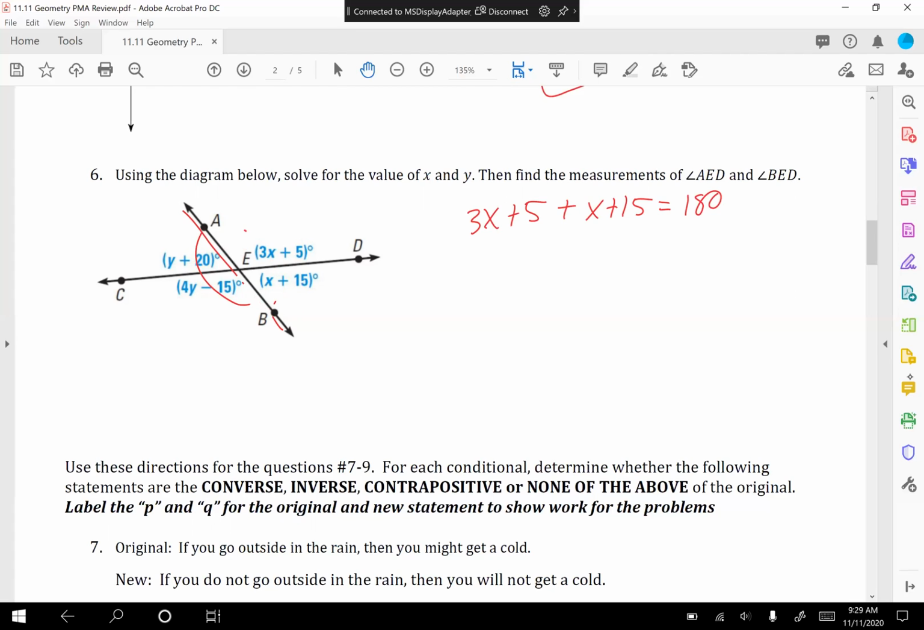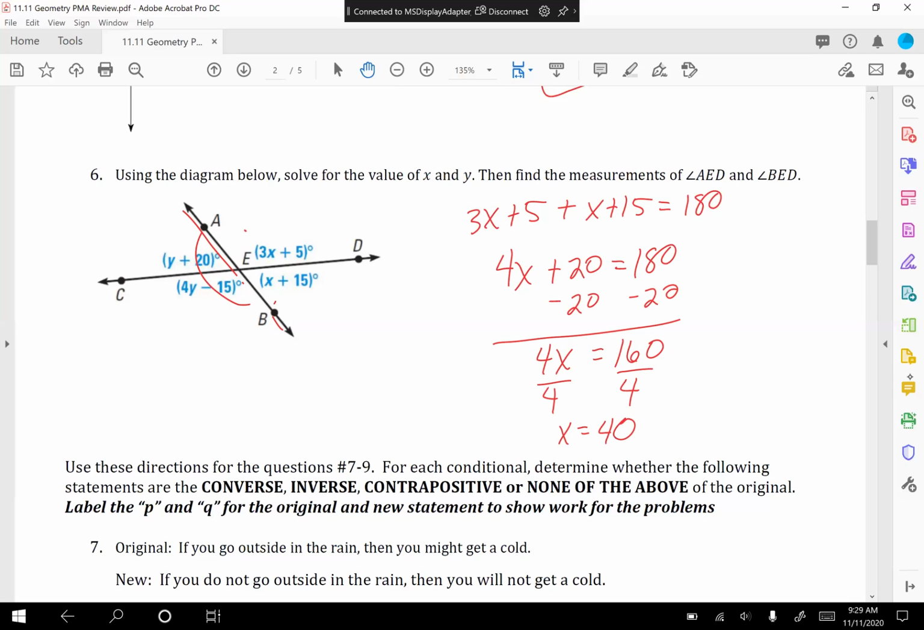Okay, so 3x and x, that's 4x, and then the 5 and the 15, that's 20. So take away 20 from both sides. So 4x is 160, right? So divide by 4. And then, so x is going to be 40.